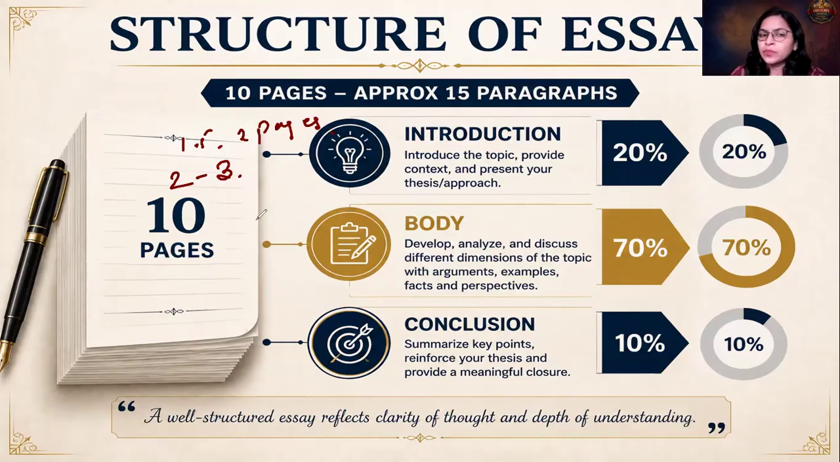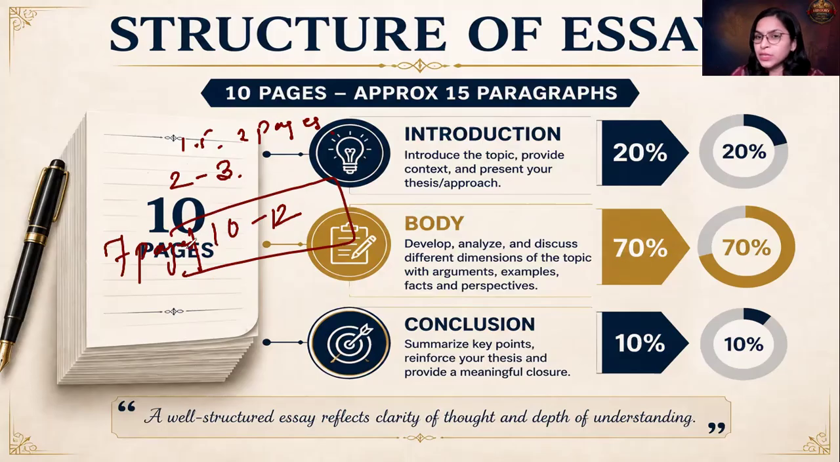Then your body. The body is the main part where you need to write up to 10 to 12 paras, because you will be utilizing 7 pages over here, right? So for that 7 pages, you will require at least 10 to 12 paragraphs, fine? And the concluding part, the last part is your conclusion, where you need to write 2 paragraphs.